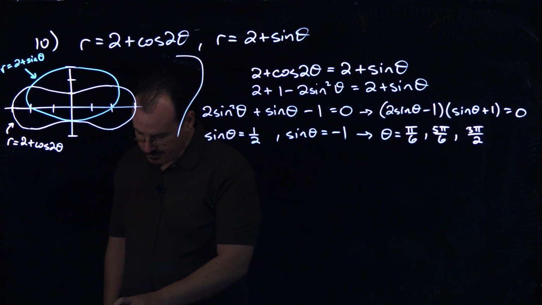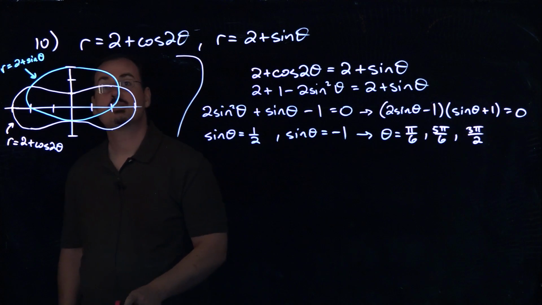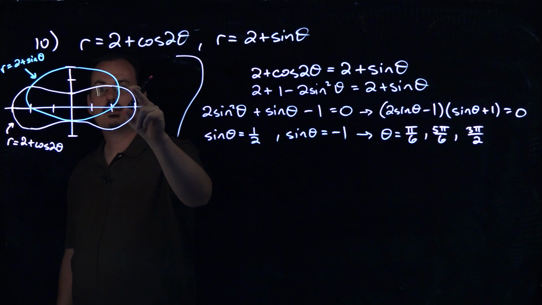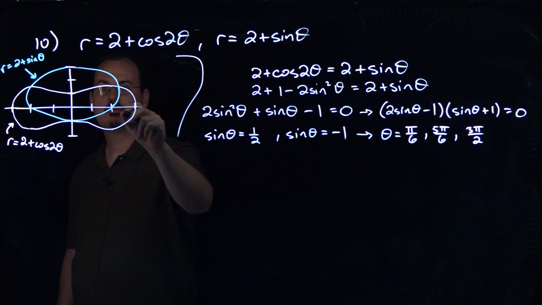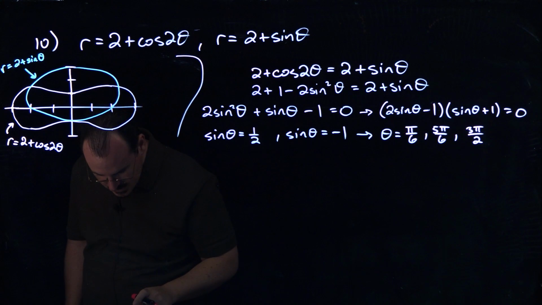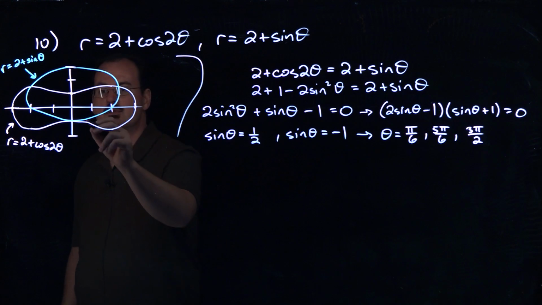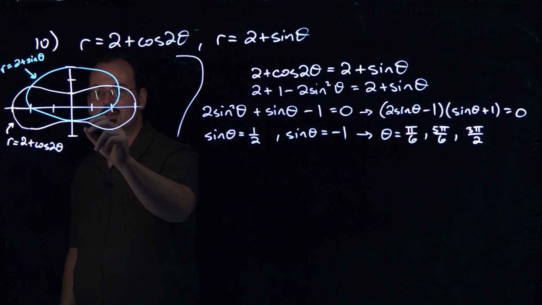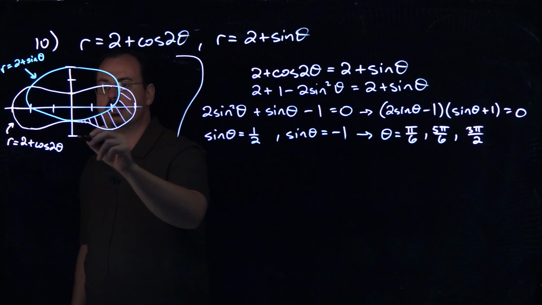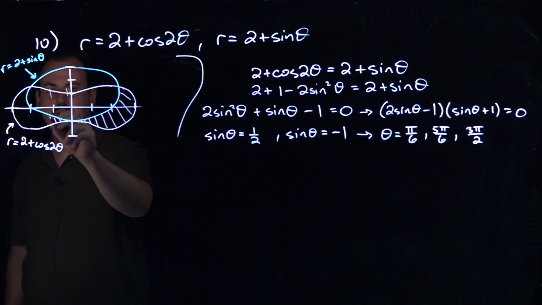It says the area that is inside this first curve. The first curve is that peanut one, and then outside the other one. So inside the peanut-shaped curve, but outside the other one, where's that going to be? I think what we're looking at is this region right here, and then it continues over in this area here.